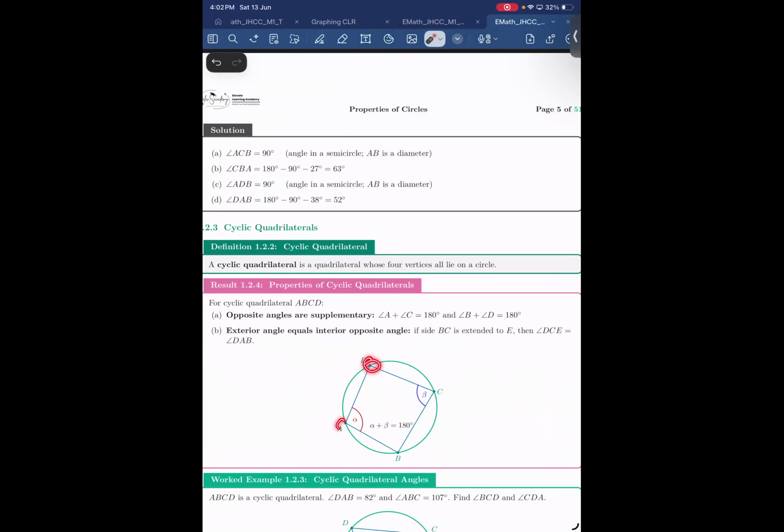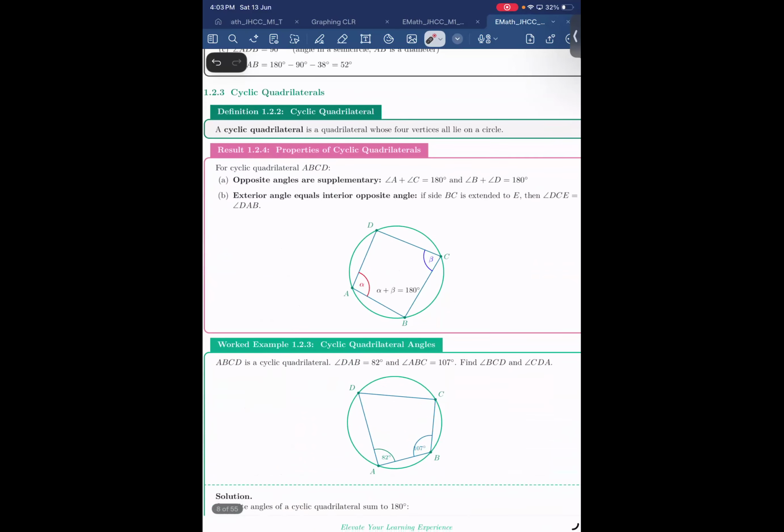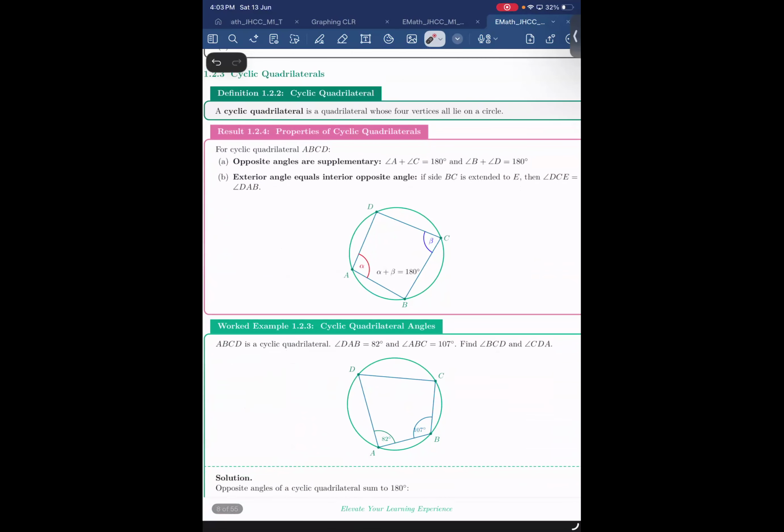So this one lies, this one lies, this one lies, this one lies, so it's a cyclic quadrilateral. The sum of the two opposite angles will add to 180 degrees, and the sum of these two will add to 180 degrees as well. This is all you need to know. Part B can be derived from part A, so I don't really expect you to know that.